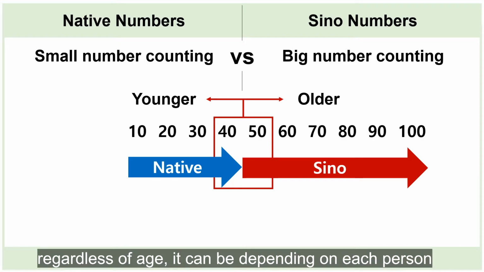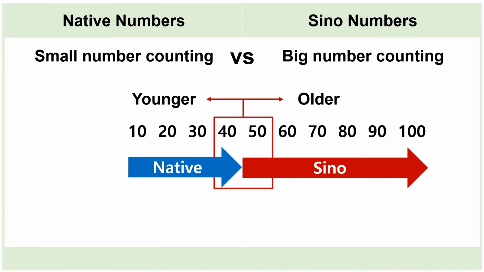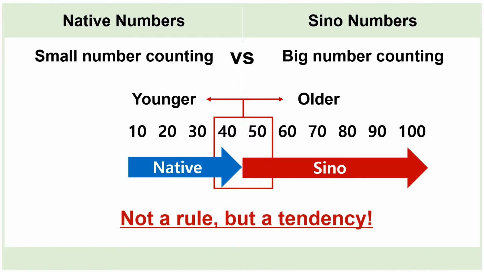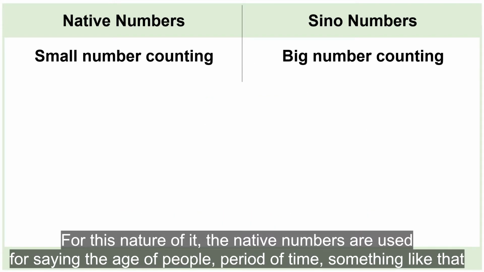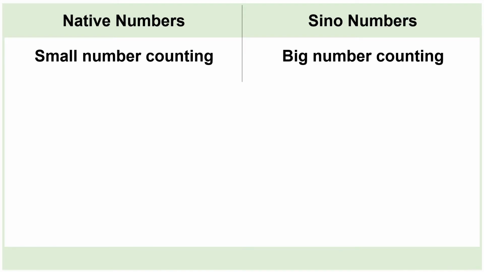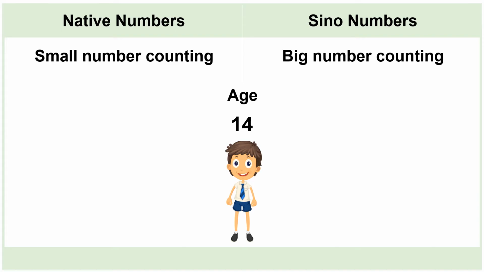And regardless of age, it can depend on each person. So remember that this is not a rule, but a tendency, okay? For this nature of it, the native numbers are used for saying the age of people, the period of time, something like that. Here is a 14-year-old boy.